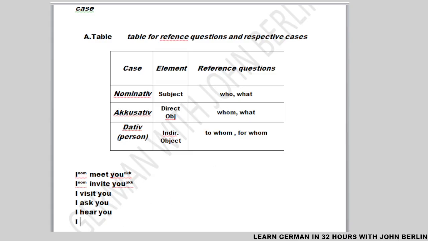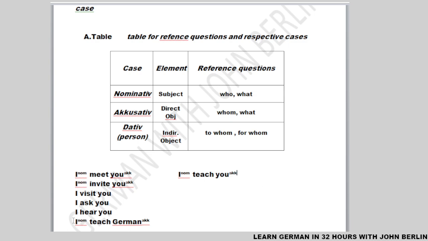Now I can make one more sentence. Let's say I teach German. Now in this case, the question is who teaches German? The answer is I, which is once again nominative. And now the question is what do I teach? The answer is German. So German is accusative. Now I could make one more sentence. I could say I teach you. Now again, who teaches you, to be precise? It's I teach you. So I is nominative, subject. And whom do I teach? The answer is you. You is accusative.